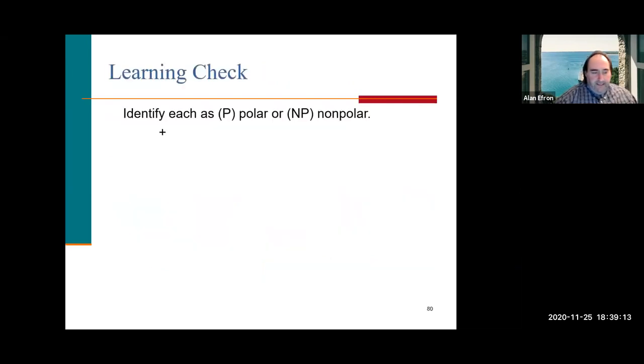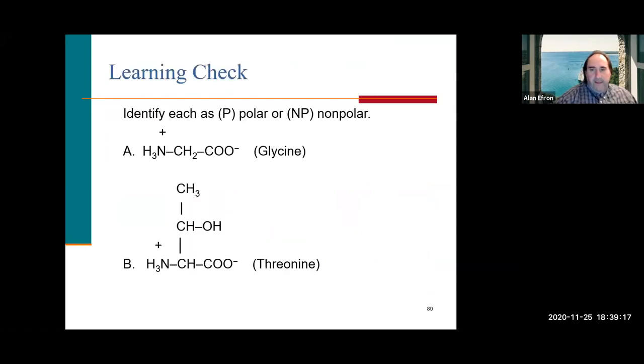So if we look at this, here are some pictures of amino acids. If we want to identify these as either polar or non-polar, the actual side group is right here. It's an H and an H. So I'll just get rid of that. As you can see, since the side group is H, this is going to be non-polar. Here, in our side group, I see an OH, which is a polar group. So that would tell me that this one is going to be polar.